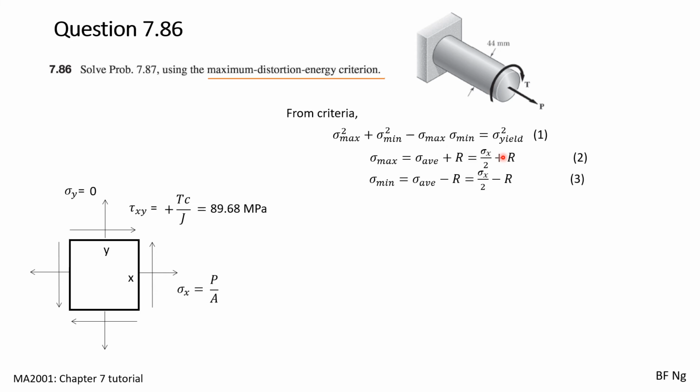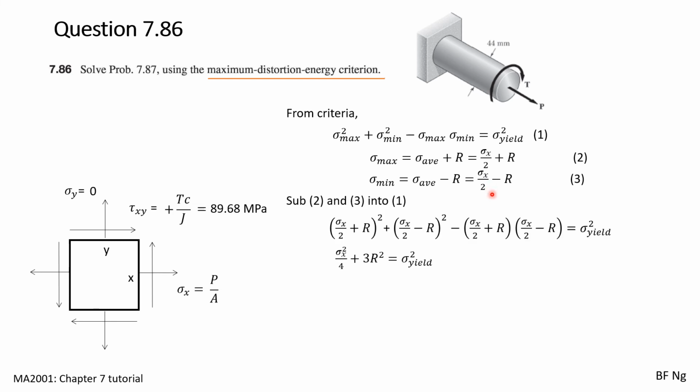We also have the equations for sigma max given as such, which is sigma average plus radius, sigma minimum equals to sigma average minus radius. Because there's no stress in the vertical direction over here, therefore, sigma average is just sigma x divided by 2. We substitute equations 2 and 3 into equation 1 for sigma max and sigma min, and we obtain this form.